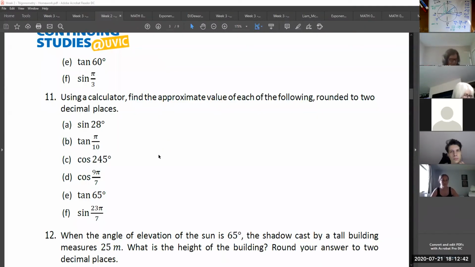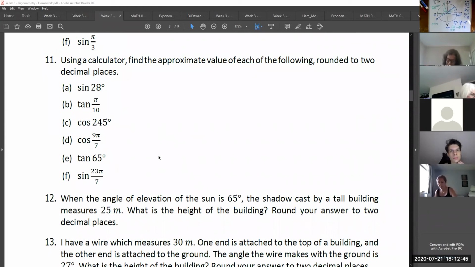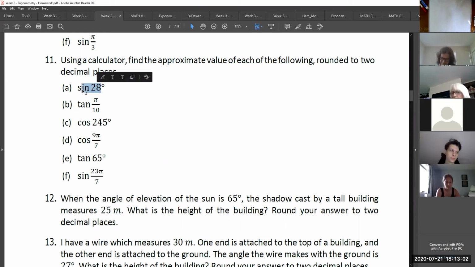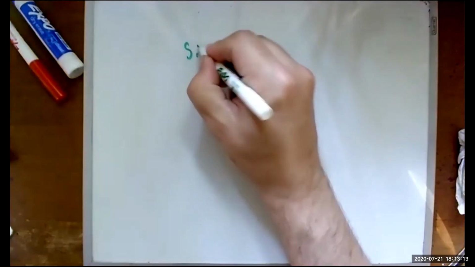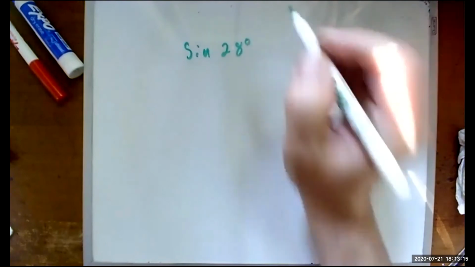Okay, good. So next, in order of the questions that I have as they are listed, we're going to move on to question 11. This is largely a calculator question. Using a calculator, find the approximate value of each of the following rounded to 2 decimal places. Again, a couple of ways you can do this. The first one is fairly straightforward. Whenever you're dealing with it in degrees, just go ahead and do it in degrees on your calculator.